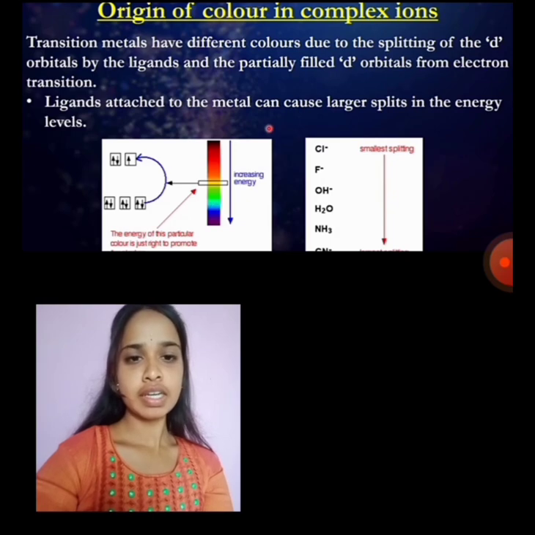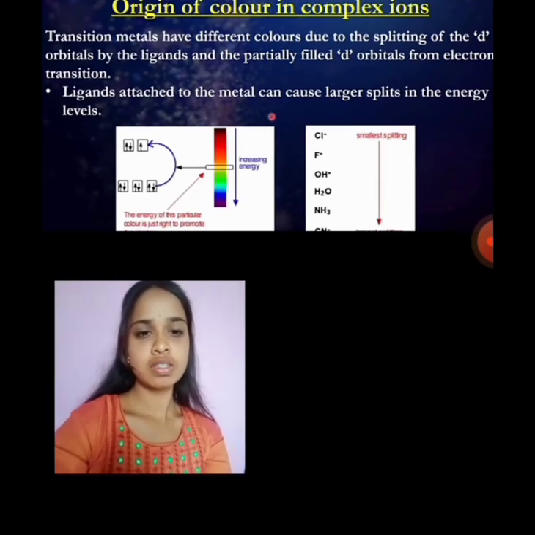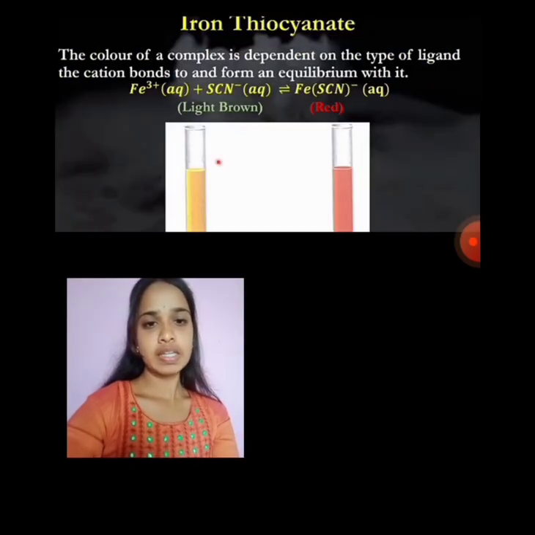The ligand attached to the metal can cause large splits in the energy levels. Cl- gives the smallest splitting, CN- the largest splitting. Next, iron thiocyanate. The color of a complex depends on the type of ligand the cation bonds to, and forms an equilibrium with it. Fe2+ and SCN- is light brown, to form FeSCN+, which is red colored.